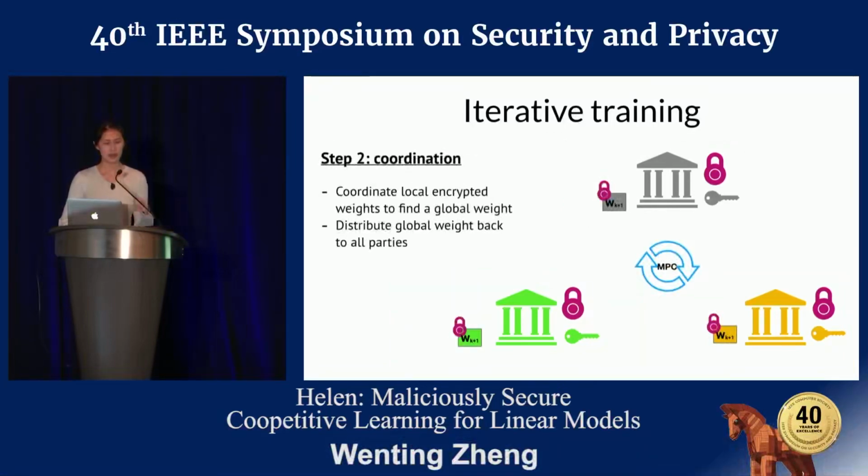Next, the next phase for each iteration is the coordination step, where the parties coordinate together to compute a global weight from their local weights, and we're using MPC for this step. At the end of this step, the global weight which is computed is distributed back to all of the parties, and then the parties can start the iterative training process again.